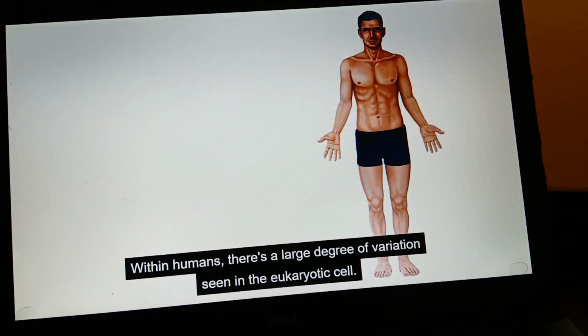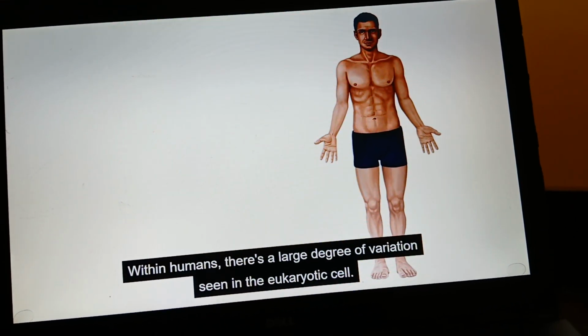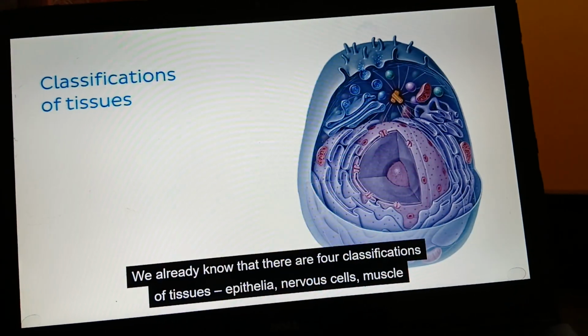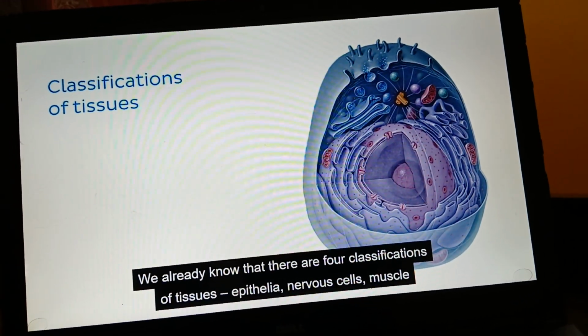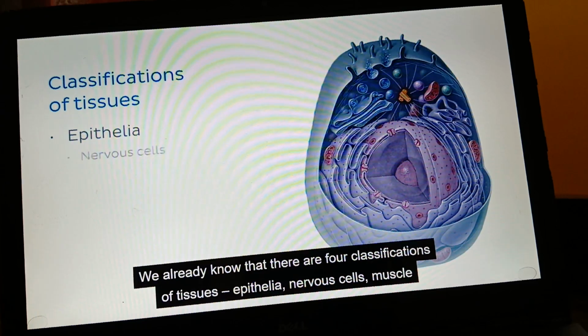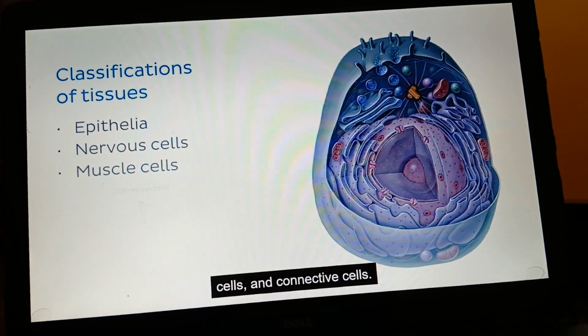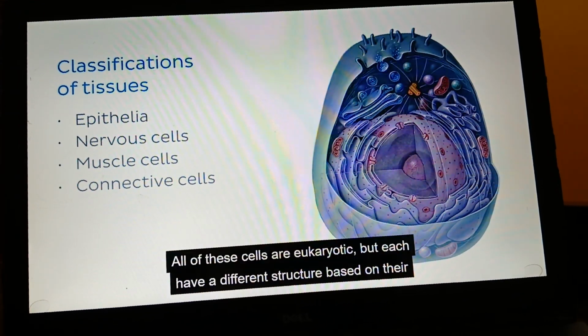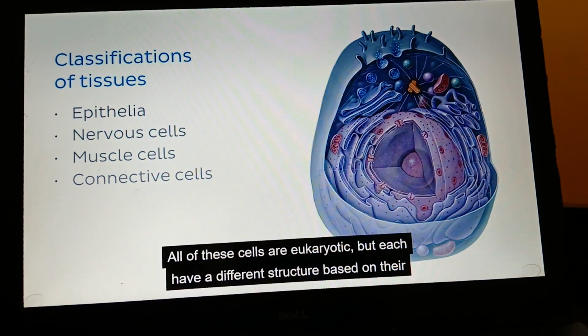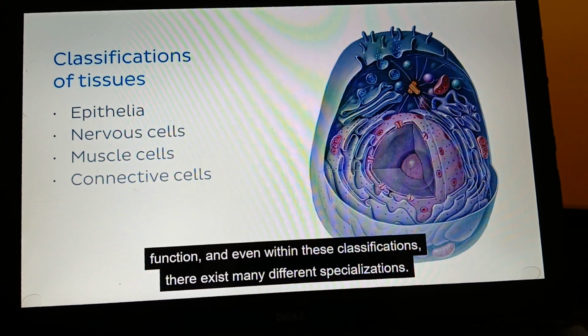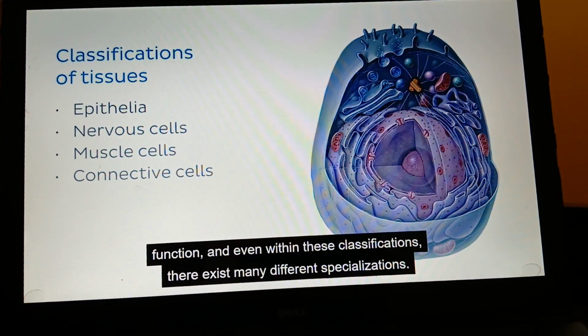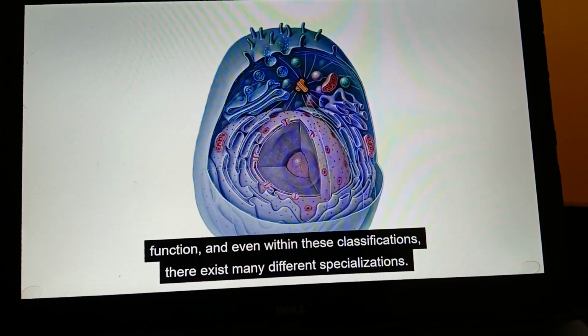Within humans, there's a large degree of variation seen in the eukaryotic cell. We already know that there are 4 classifications of tissues: epithelia, nervous cells, muscle cells, and connective cells. All of these cells are eukaryotic, but each have a different structure based on their function, and even within these classifications, there exist many different specializations.